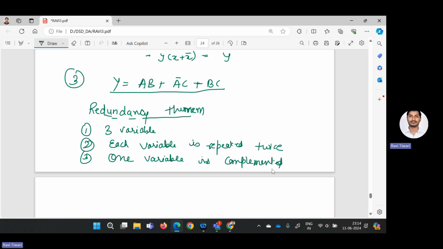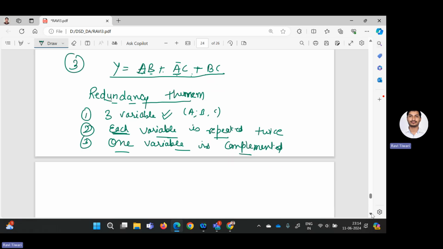So first thing is what? It should have three variables. Of course, we have A, B, C variables, right? So in this expression, I have A, B, C. Each variable is repeated twice, as A is coming two times, B is coming two times, and C is also coming two times. One variable is complemented. So A is complemented, right? That means we can apply the redundancy theorem here.